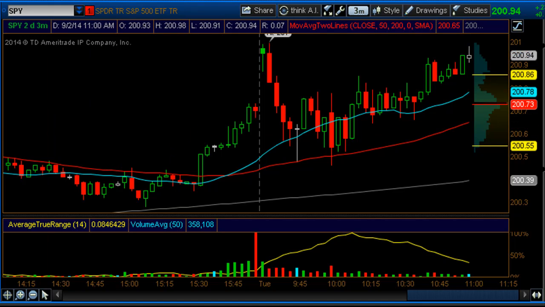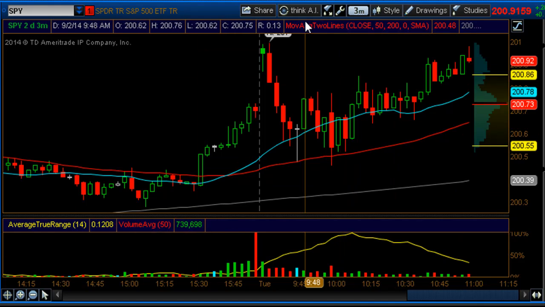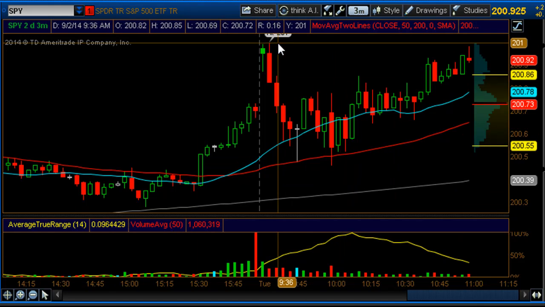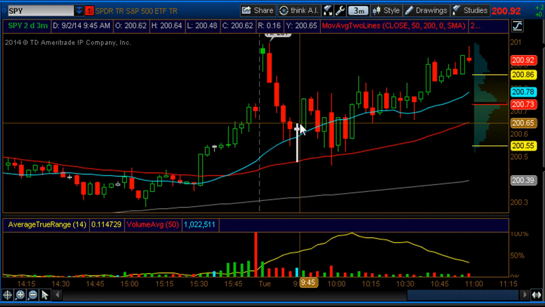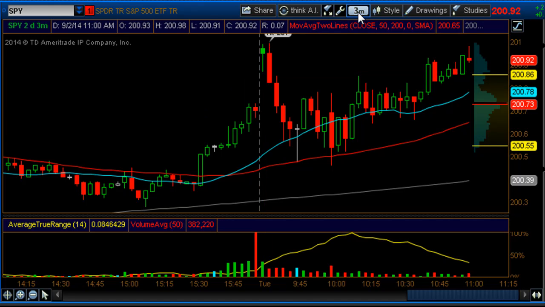Hi guys, good morning. Just wanted to show you the SPY chart of today. What I'm looking at here is it made a high of around 201 and came down, made a low of about 247, right? But if I look at the daily chart.